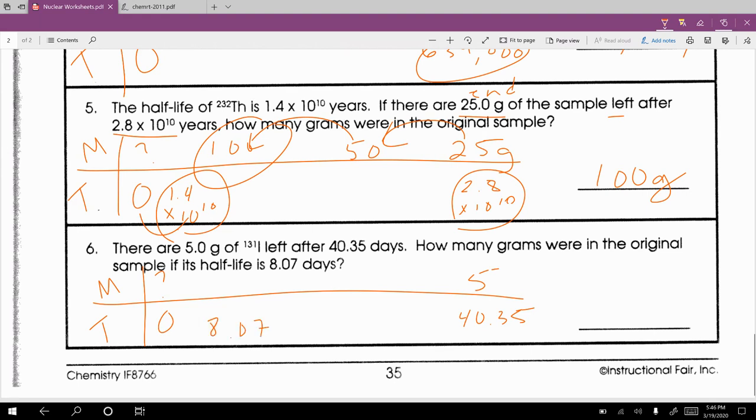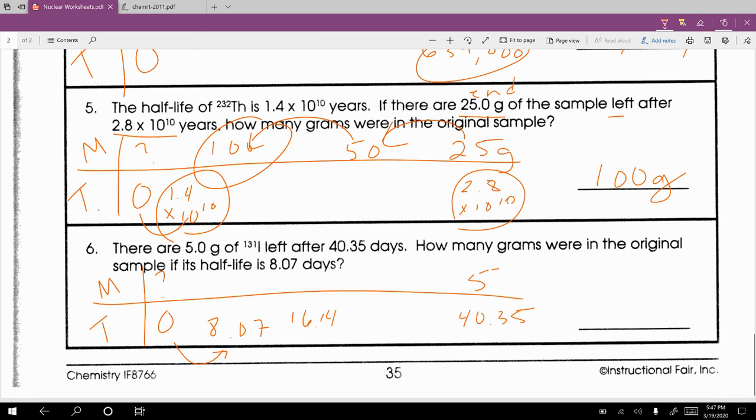Just like question number 5, instead of working from the top, I'm going to work the bottom column down first. 0 to 8.07 is one half-life, because that's what the half-life is. If I add another 8.07, that's going to be 16.14. Am I at 40.35 yet?